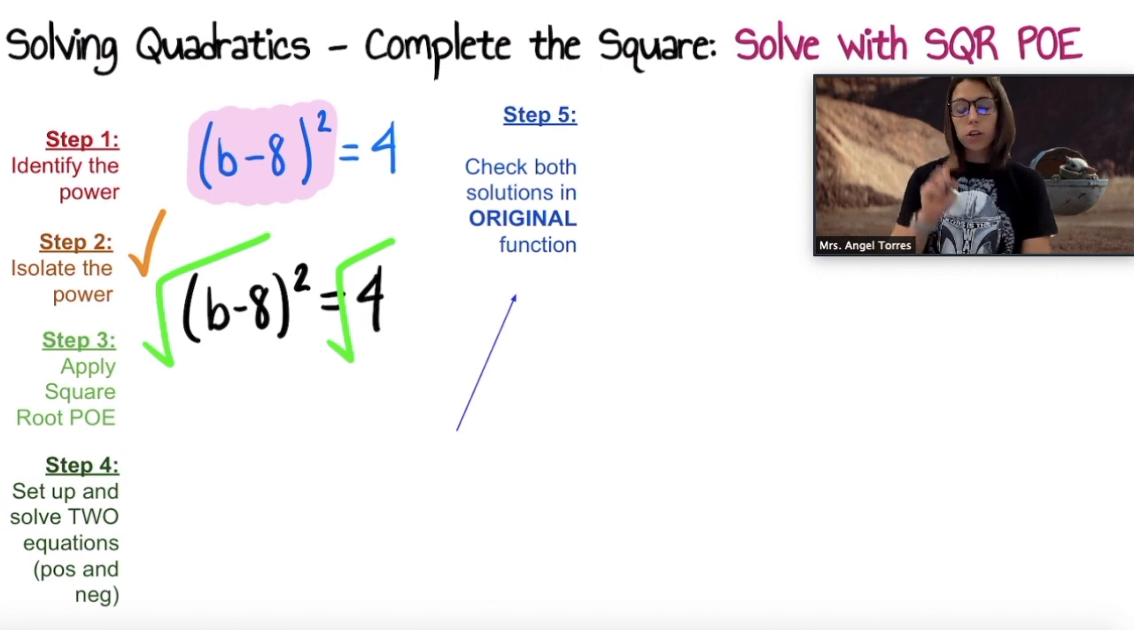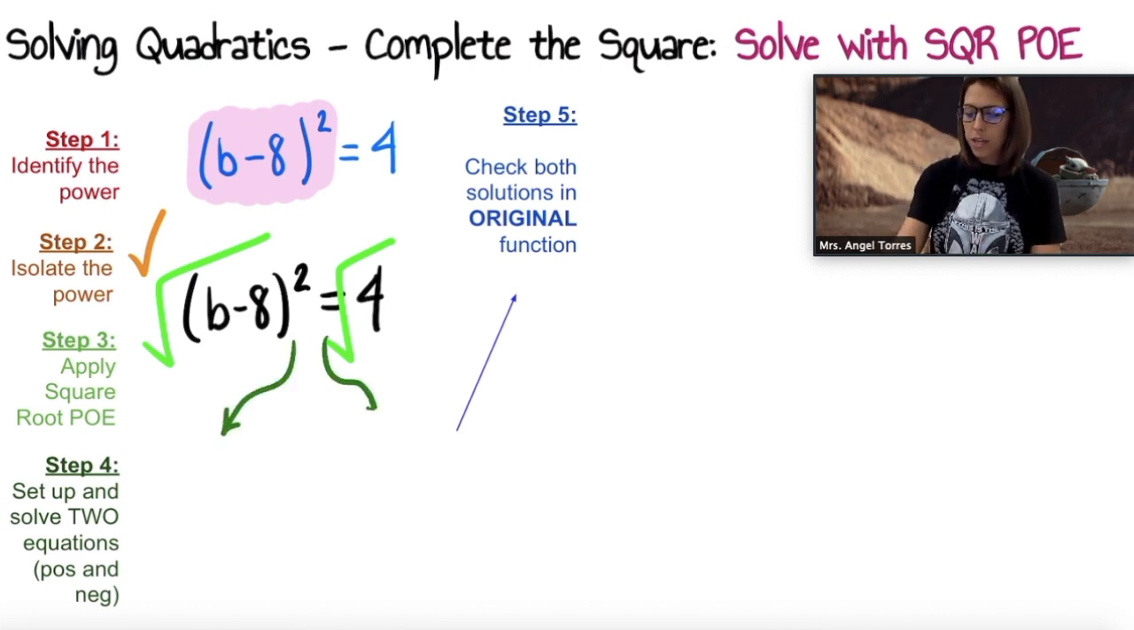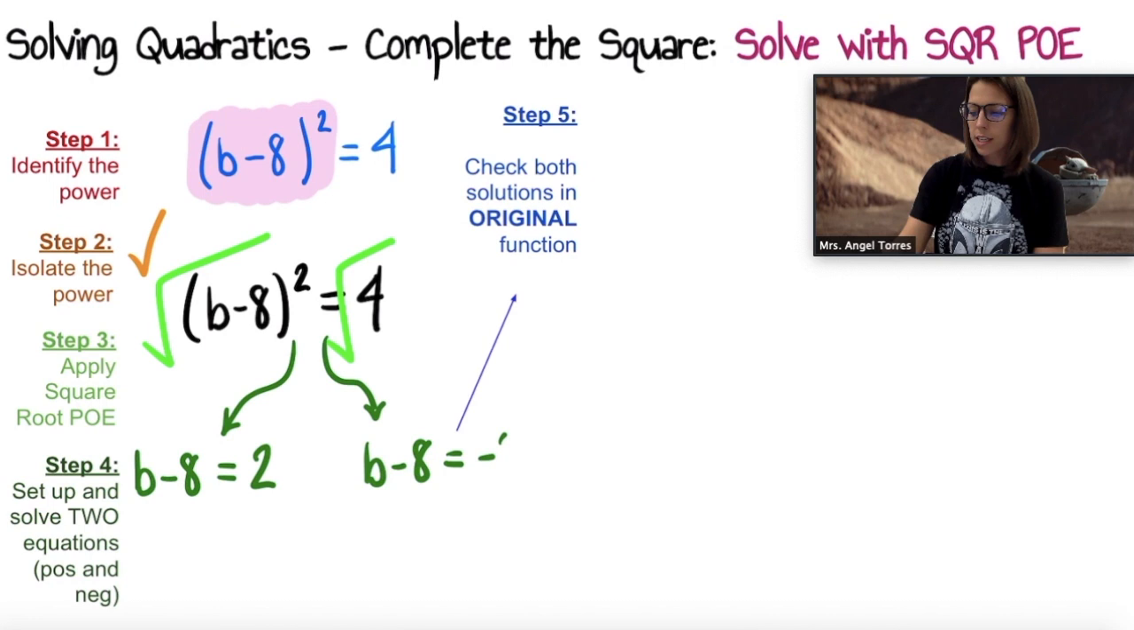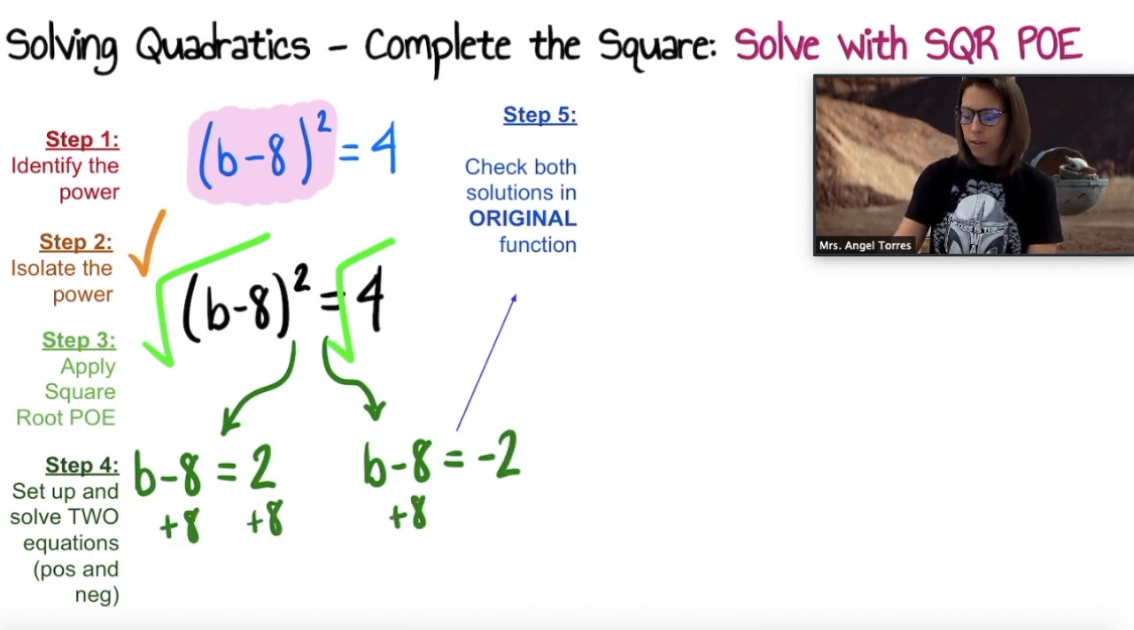Now, since there are 2 square roots of 4, we're going to set up 2 equations, one equal to positive 2, the other to negative 2. So b minus 8 equals 2, and b minus 8 equals negative 2. Let's solve. And b equals 10, and b equals 6.